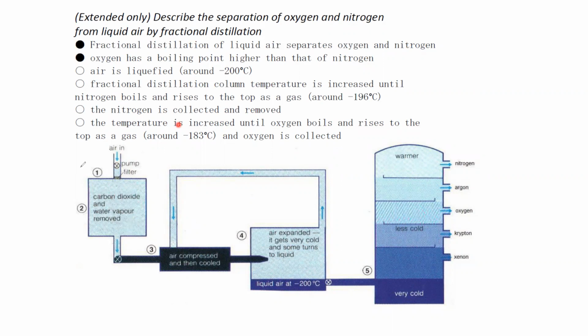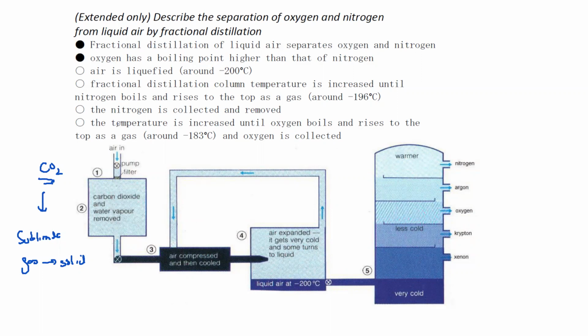What is the reason why, even though carbon dioxide is a part of the air, we are removing carbon dioxide first? Because carbon dioxide sublimates. Sublimate means it will convert directly from gas to solid. So carbon dioxide cannot be liquefied. We cannot convert it into liquid. So that's why we have to remove carbon dioxide.